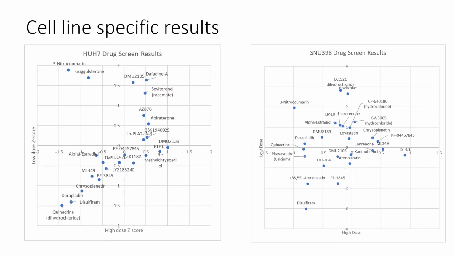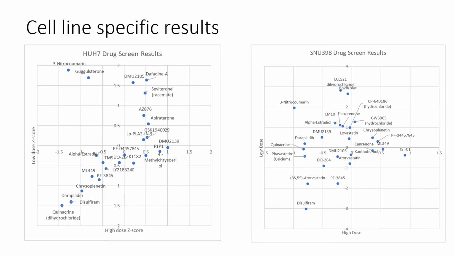These graphs are the initial results showing the hit compounds from the overall screen in both cell lines, Hu7 and SNU398. A hit compound was qualified as producing a proliferative effect of greater than 1 standard deviation less than the mean of the 96-well plate. These graphs show the z-score calculated for each hit compound relative to other hits at the high on the x-axis and low on the y-axis dose.